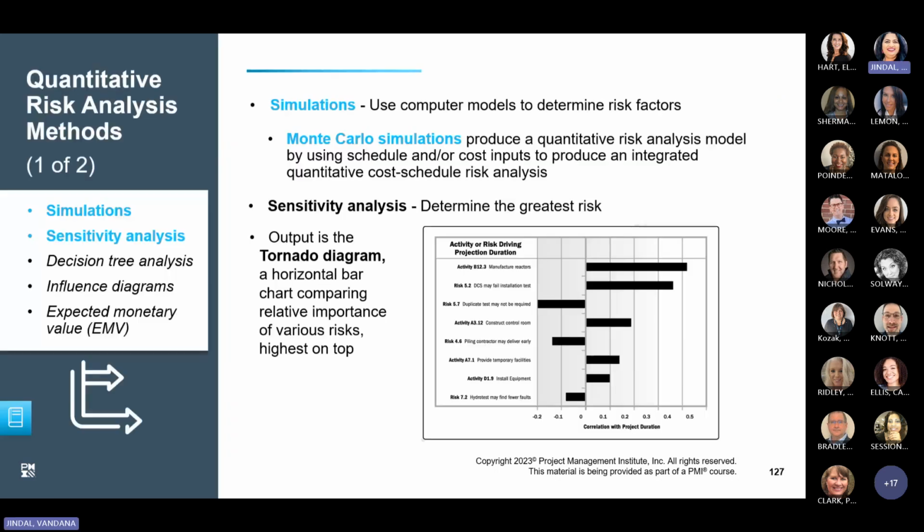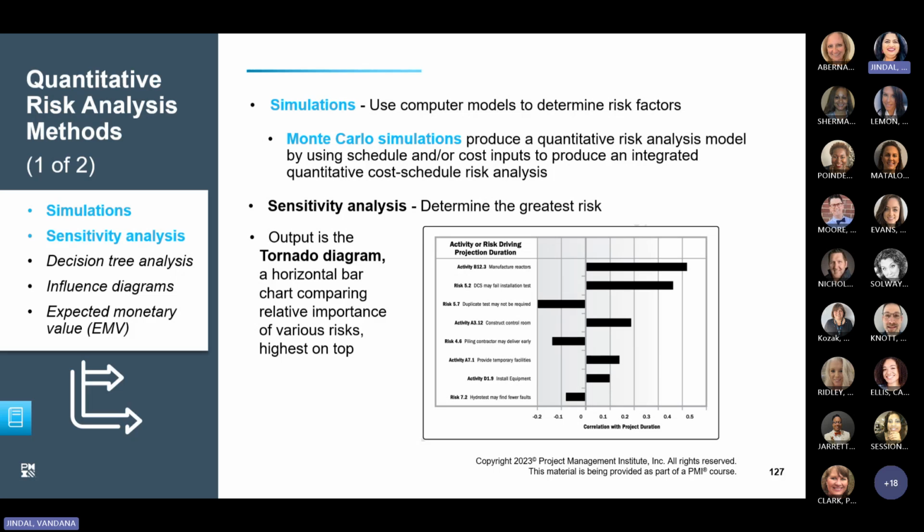Okay, so this is also one of the methods for quantitative risk analysis. Here we are discussing simulations and sensitivity analysis. Simulations involve calculating several possible project durations with varying sets of activity assumptions. If I give you an example, Monte Carlo simulation is the tool being used here. Monte Carlo simulation produces a quantitative risk analysis model by using schedule and cost inputs to produce an integrated quantitative cost and schedule risk analysis. These simulations can help provide probability distributions.